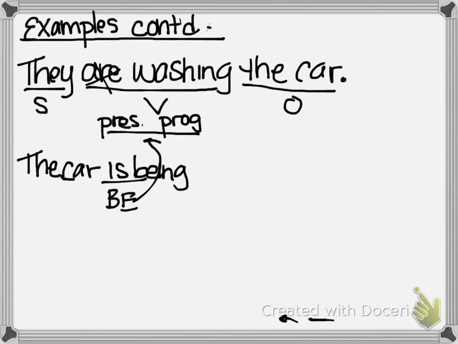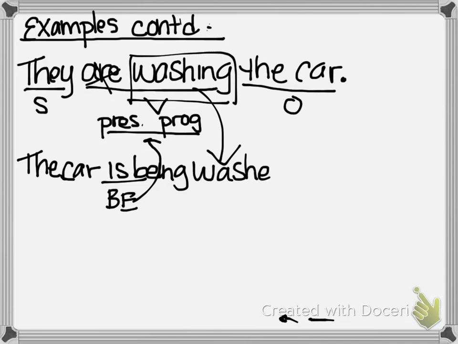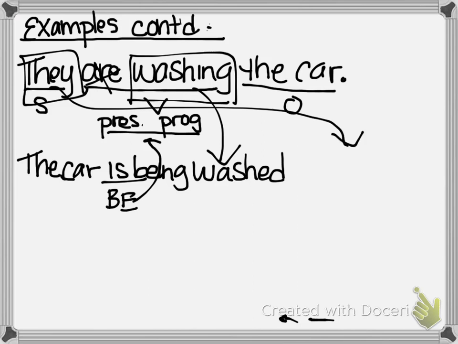Now we need our past participle. Here's our main verb. It's going to become past participle here. Washing becomes washed. Okay, and then last but not least, we have our subject, and that should take our agent position. The car is being washed by them.